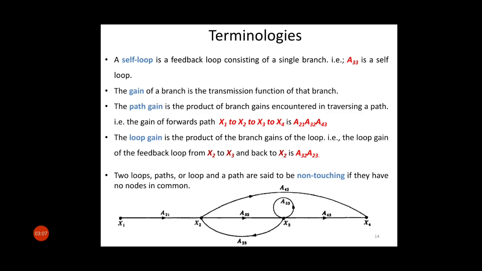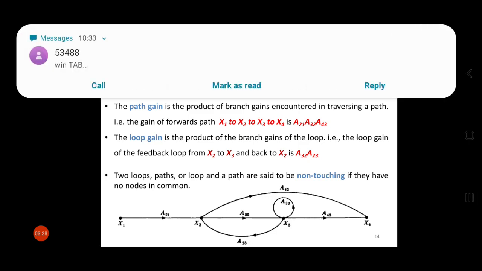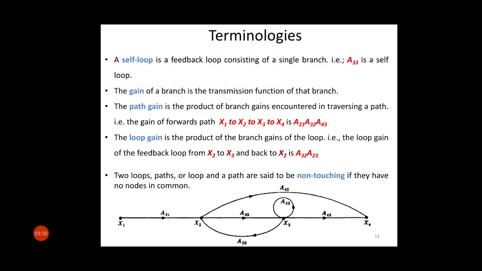Now come to the self loop. So what is a self loop? A self loop is a feedback loop consisting of a single branch; that is, A33 is a self loop. Okay, clear? Now the gain. What is gain? The gain of a branch is the transmission function of that branch.